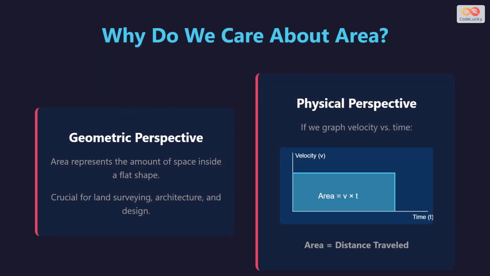You might be asking, why do we care so much about finding the area? Well, it is not just about measuring land. In physics and engineering, area represents accumulated quantities. For example, if you graph velocity against time, the area under that graph tells you the total distance traveled. It connects a rate of change back to a total quantity.